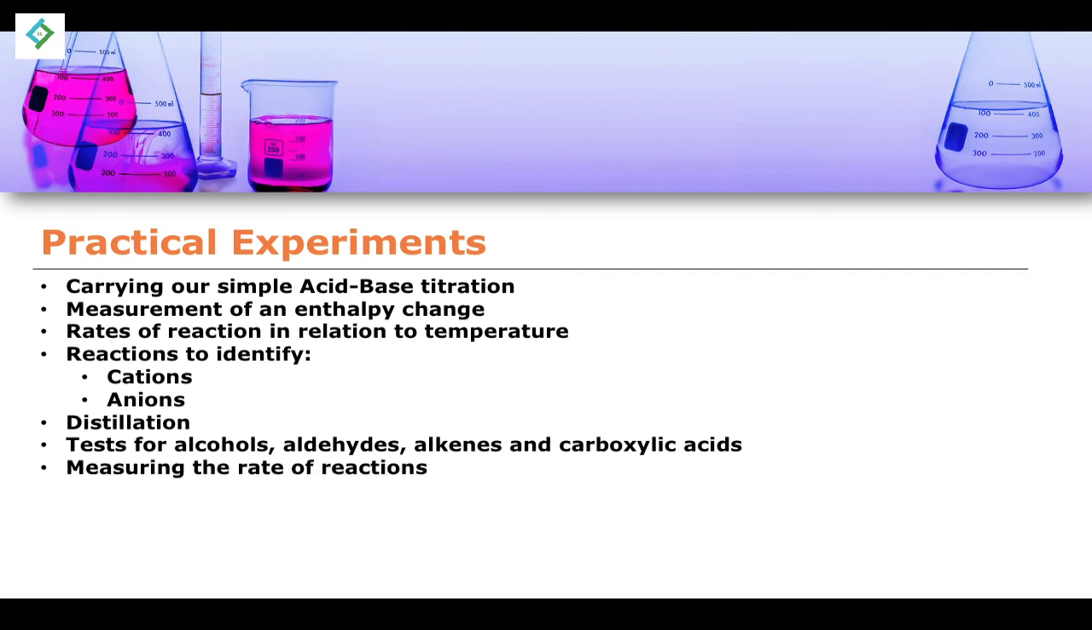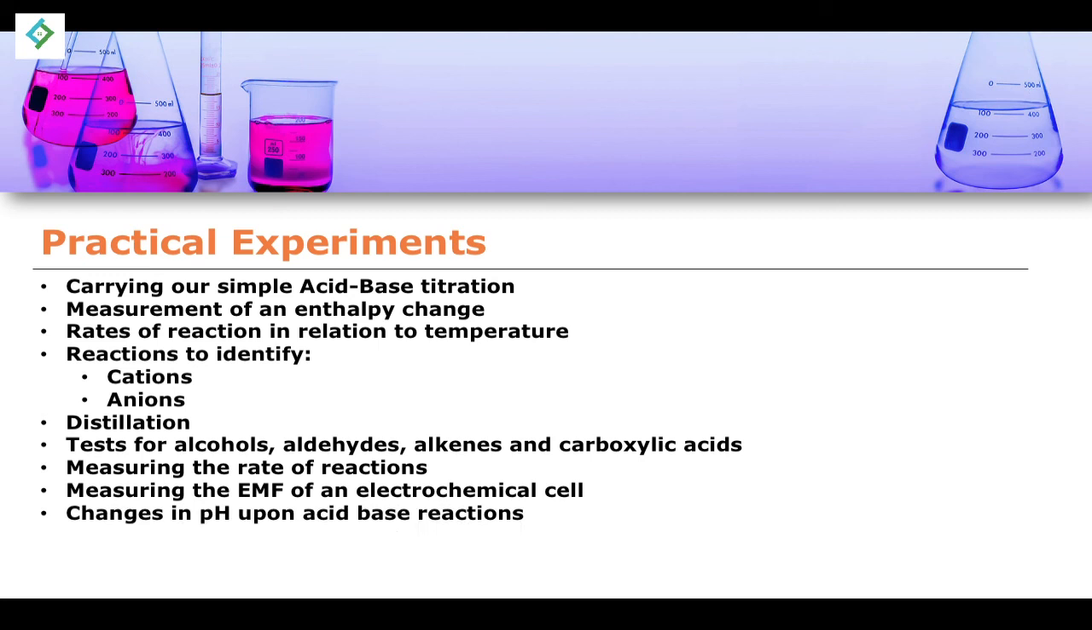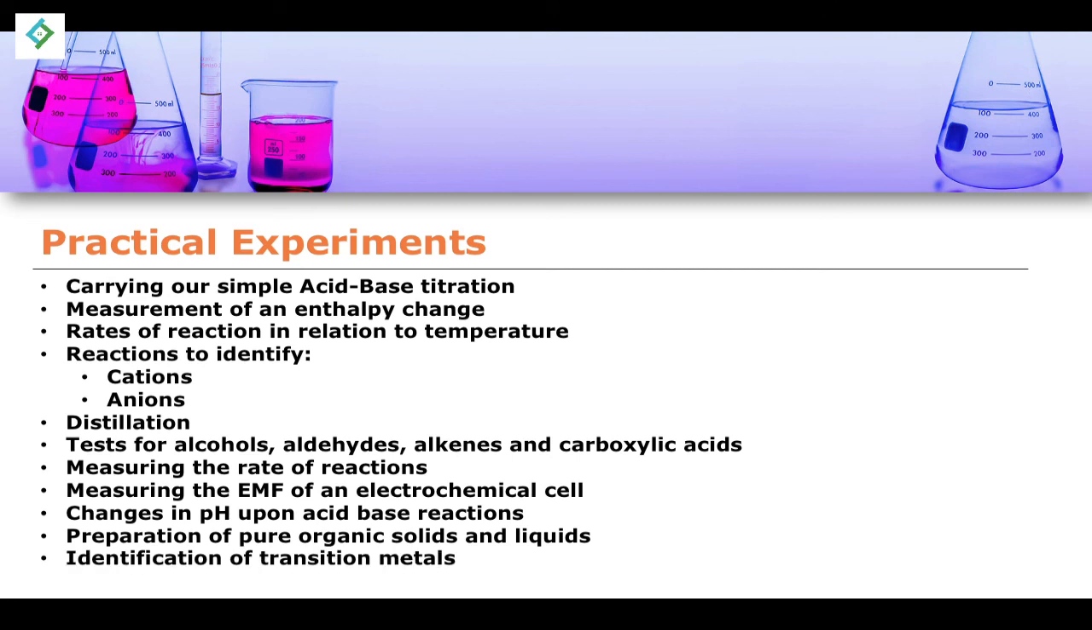Measuring rates of reactions and how other things impact rates of reactions. The measurement of EMF of electrochemical cells. You'll also have to do some acid-base reactions and the ways in which acid-base reactions change the pH of a particular substance, the preparation of pure organic solids and liquids, the identification of transition metals using basic test tube experimentation, and then also thin layer chromatography as well. So those are the general experiments that you will do, and you'll be questioned on these experiments within the exam and within the context of the particular topic that these relate to. Some of these relate to physical chemistry, some to inorganic chemistry, and some to organic chemistry.